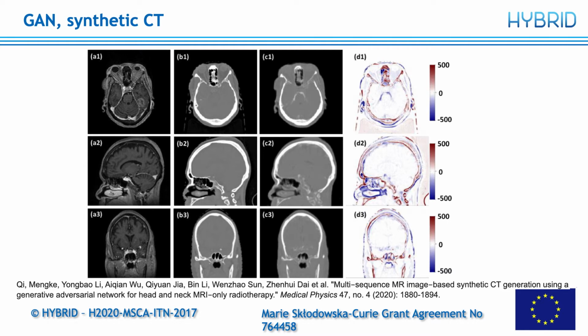What you are looking at on the left column is MRI images of the brain. The middle one is the real CT scans. And the third column is the synthetic CTs generated by GANs. The last column is the differences between the real CT and the CTs generated by GANs.